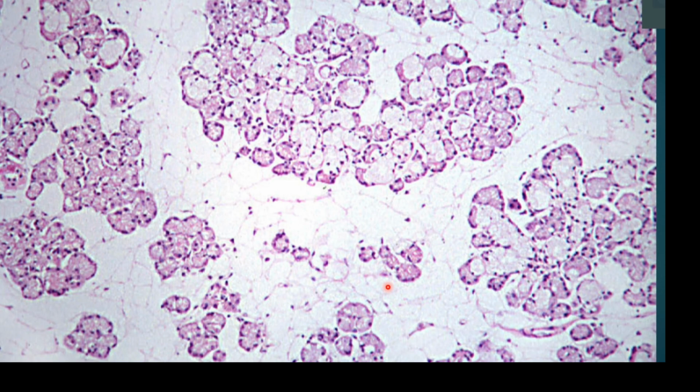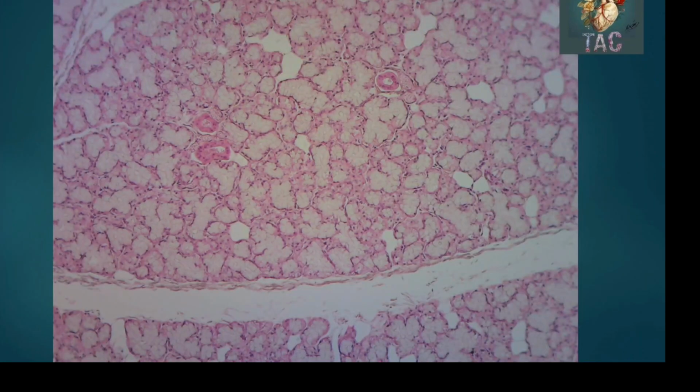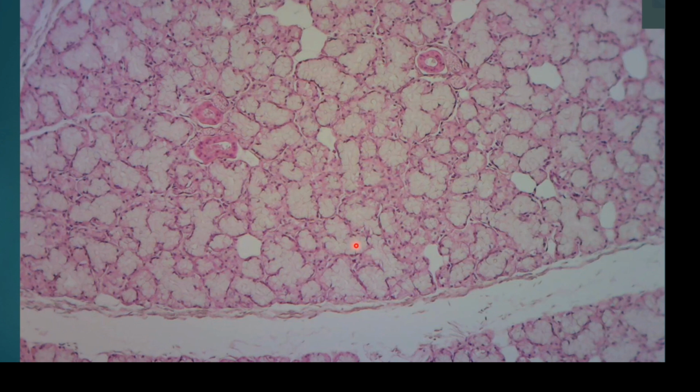Another slide having both types of acini, the mucus and the serous, where the proportion seems equal in this diagram, so you can't say whether it is sublingual or submandibular. Another diagram showing a large number of mucus acini along with smaller intralobular ducts, and this is the sublingual gland.